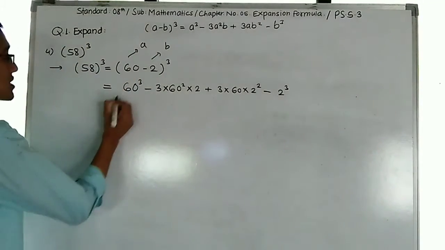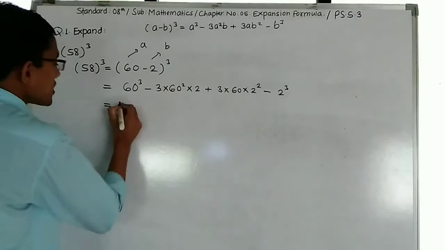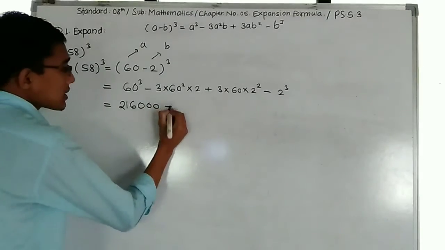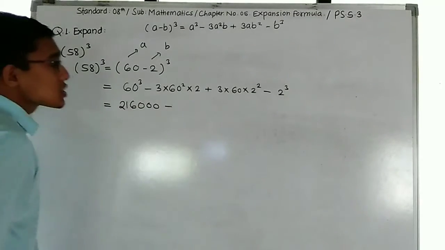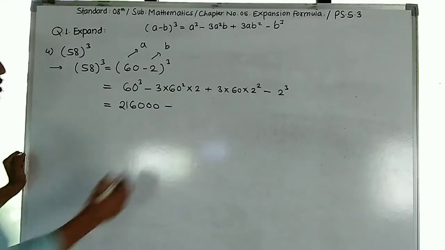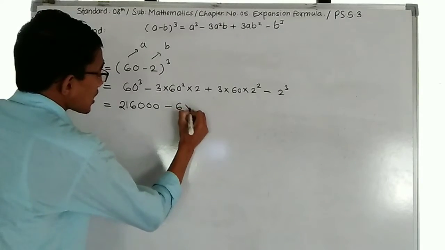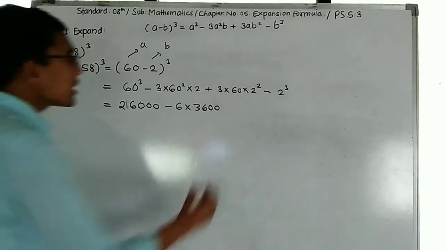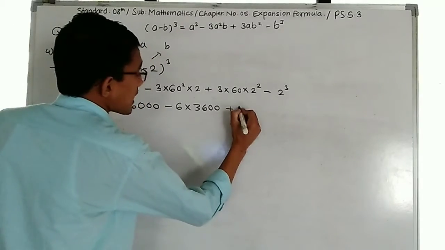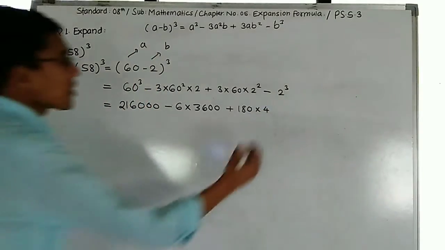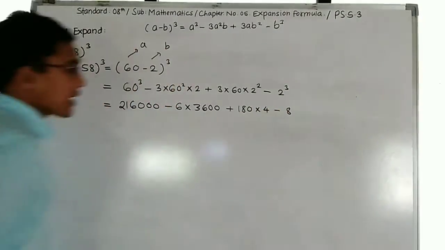So what is 60 cube? It is 2,16,000. Minus, what is 60 square? It is 3,600. So 3,600 into 2 into 3. So let us do this: 3 sixes are 18, into 3,600. Plus 3 into 60 is 180, into 2 square, which is 4, minus 2 cube, which is 8.